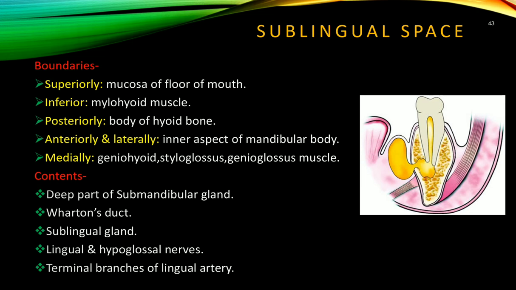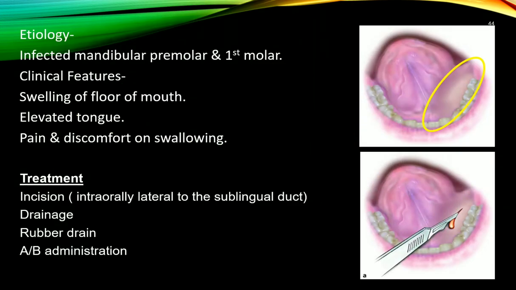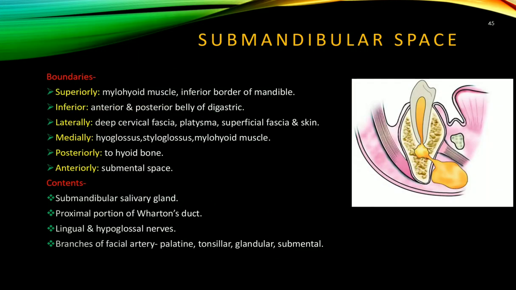Sublingual space is above the mylohyoid muscle, and its contents are the submandibular gland, Wharton's duct, sublingual gland, lingual and hypoglossal nerve, and terminal branches of the lingual artery. Etiology: it can be mandibular premolars and the first molars. There will be swelling and raise of the floor of the mouth, elevated tongue, pain and discomfort while swallowing. The treatment is incision and drainage.